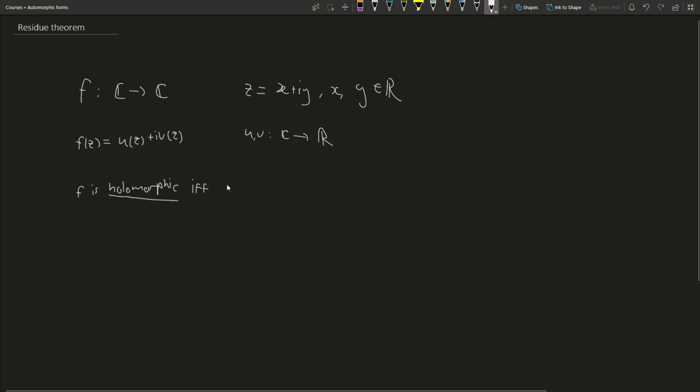So f is holomorphic if and only if it satisfies the following partial differential equations. So du/dx is dv/dy, and du/dy is minus dv/dx. So it has to satisfy both of these. And the precise statement really is that f is holomorphic at a certain point if at that point it satisfies these partial differential equations. So these are called the Cauchy-Riemann equations.